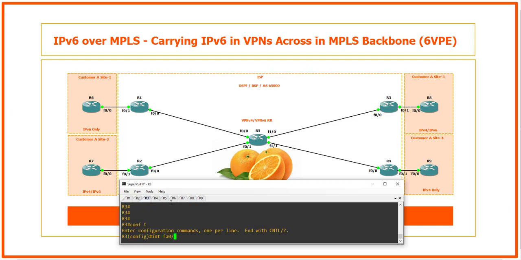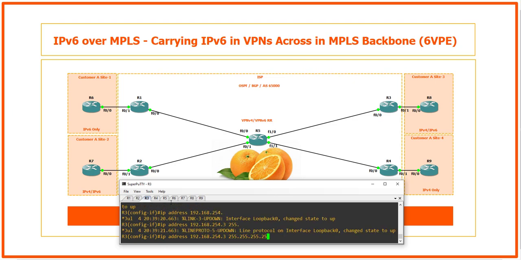Then interface FastEthernet 0/0, IP address is 10.3.53.255.255.255.0, and then no shutdown. Also, we need the interface loopback 0, IP address is 192.168.254.3, quad 255. That's it.